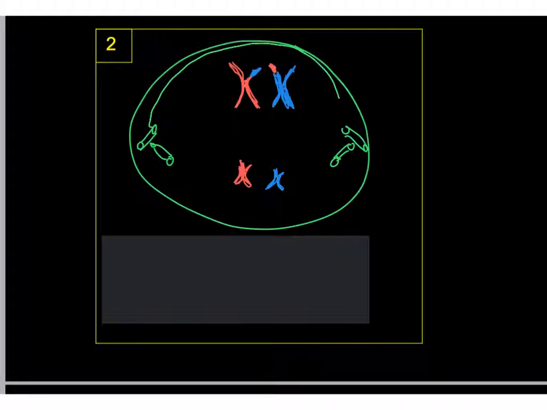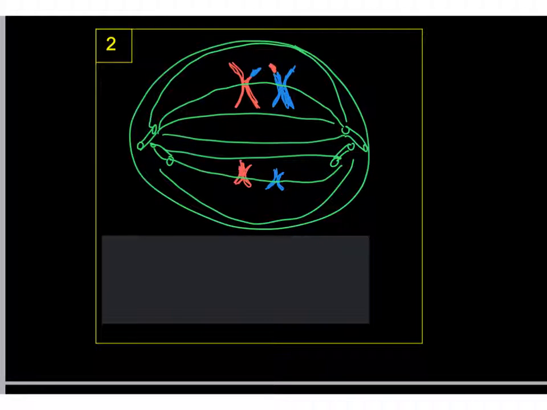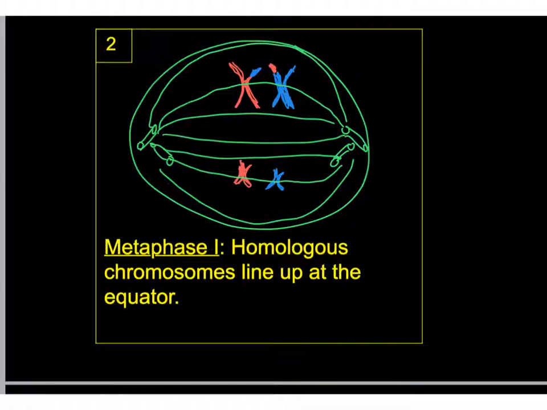Now, why are they lined up along the equator? Again, it's not by magic. It's because of the activity of this spindle apparatus, just like in mitosis that we learned about. So very similar. This, again, is metaphase. This is metaphase 1. And it's the homologous chromosomes. Might want to underline or highlight that. The homologous chromosomes are lining up along the equator.